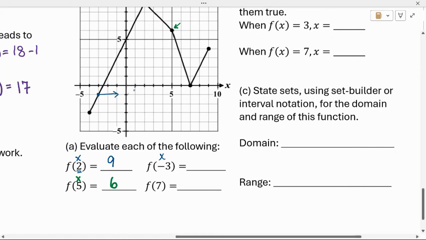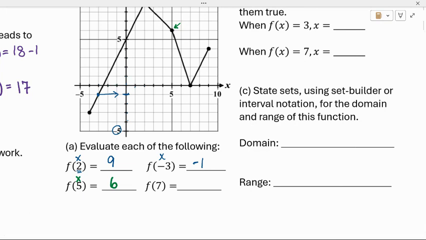Y equals what? Or f of x is what? What spot is this on the y-axis? So this is 0, 1, 2, 3, 4, 5, or 0, -1, -2, -3, -4, -5. This is a -5. So when I let x equal -3, my output is -1. When x is -3, my output is -1.